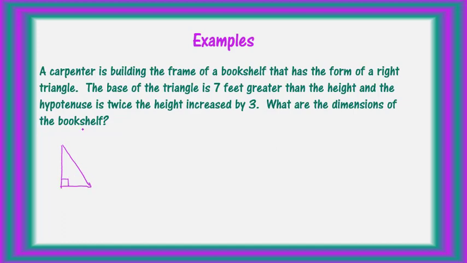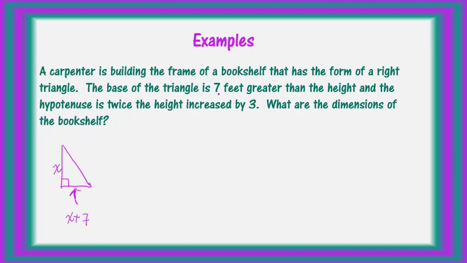And again, this is a bookshelf, but we can just draw a little right triangle to mimic what is happening in the carpenter's factory. Okay, so it states that the base of the triangle, the base is here, is 7 feet greater. So greater, we know that we're going to be adding 7 to something, the height. So the height is here, and I'm going to go ahead and label the height as x. So that means that the base is x plus 7.